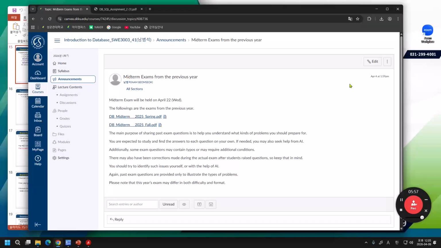Can you share the data on the grades for the midterms for the previous semester? You mean the grading curve or the distribution of the scores? Okay, I will think about that.